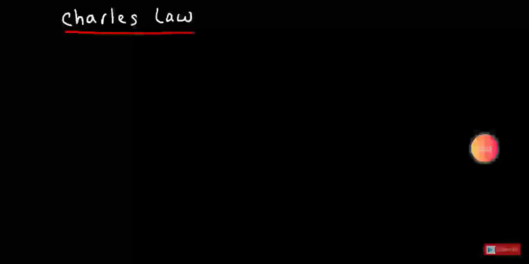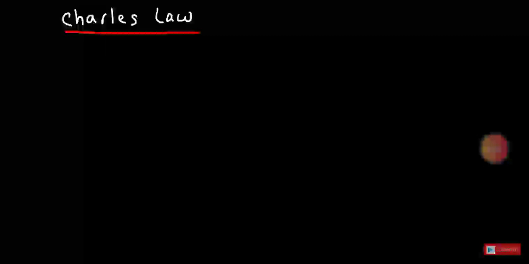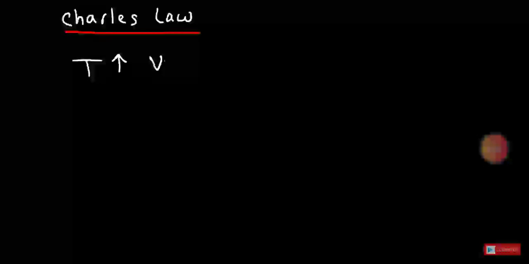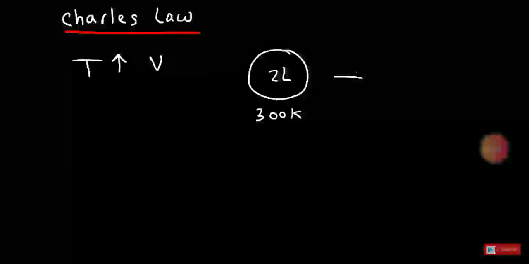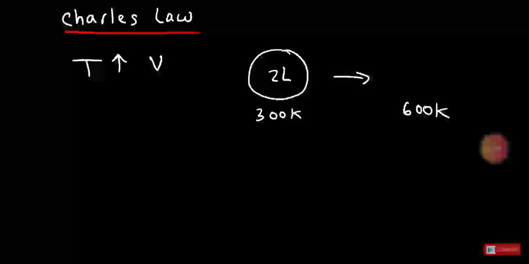All right, let's have another illustration of Charles' law. Charles' law discusses the relationship of temperature and volume. If temperature increases, volume also increases. There exists a direct relationship. Suppose a balloon in front of you is placed at 300 Kelvin and its volume is 2 liters, and if we keep on heating it and raise the temperature to 600 Kelvin, so what do you think?